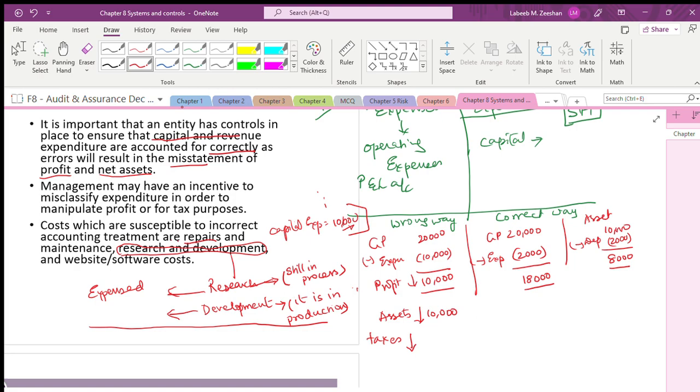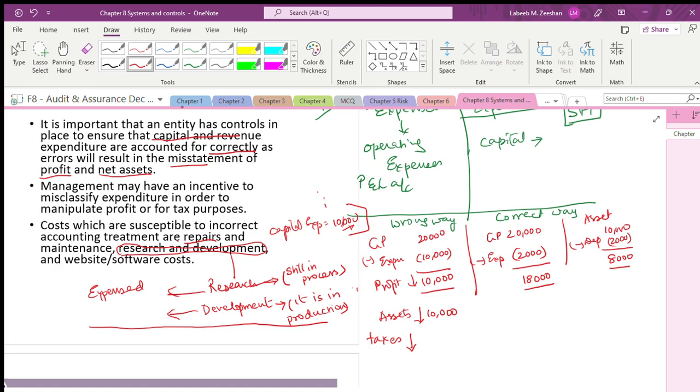We don't know whether the research is successful. You are doing the research. Once the research is successful, then you are going to transform to the next stage of development. Sometimes research will be unsuccessful. If that is the case, it has to be treated as a loss. That's why any research cost should be treated as an expense.